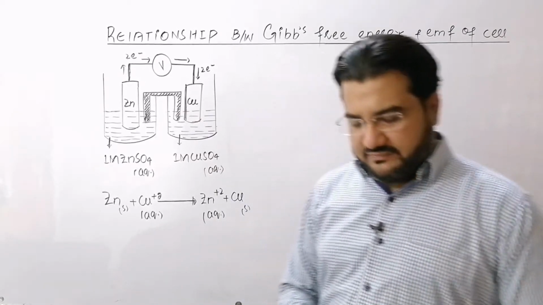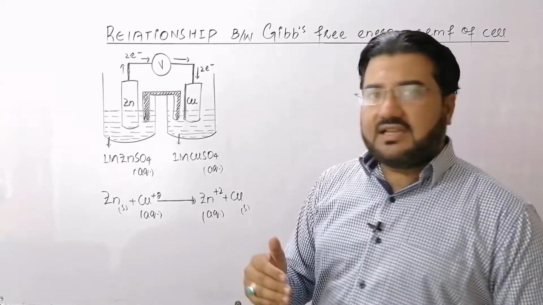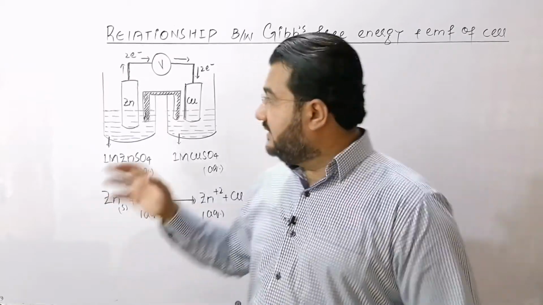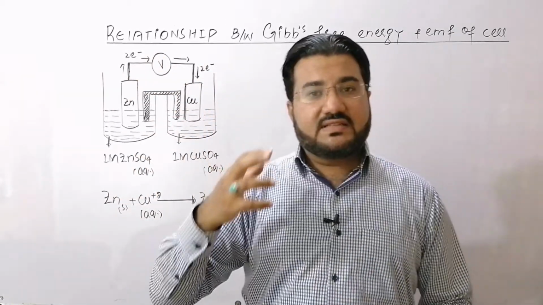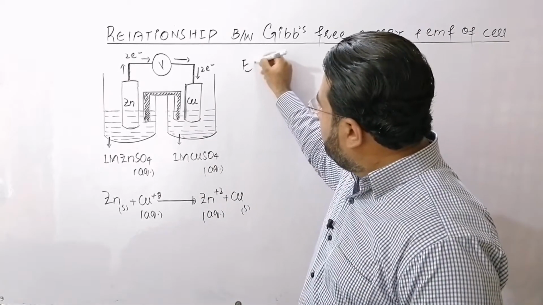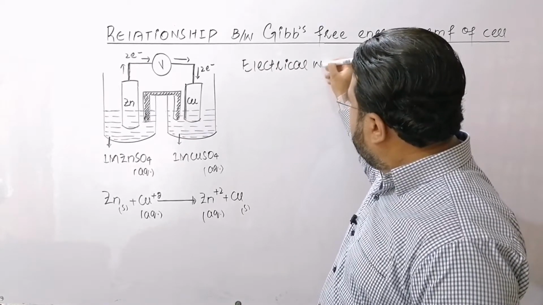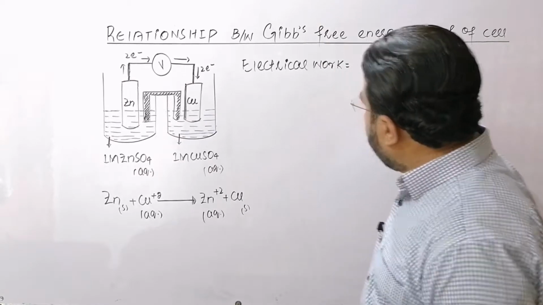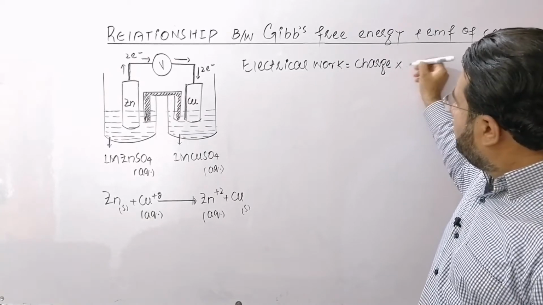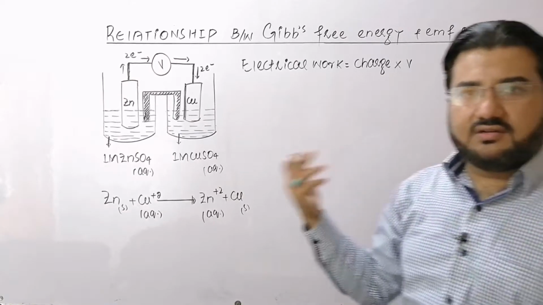Now my dear students, when this circuit is completed, this cell produces electric current, or you can say the cell does some work. This cell is a system, so this system does some work, and that is basically the electrical work, which is equal to charge multiplied by potential, or you can say volts.